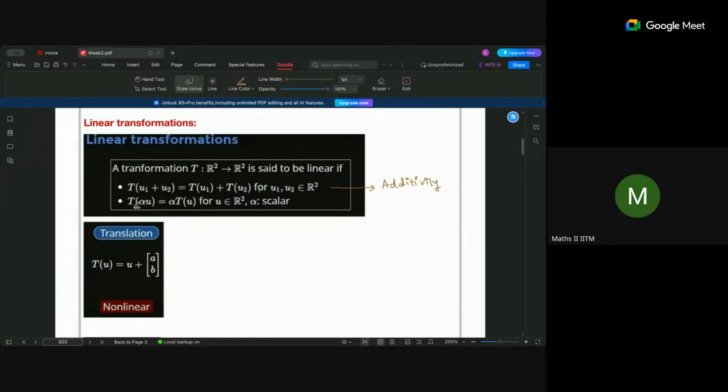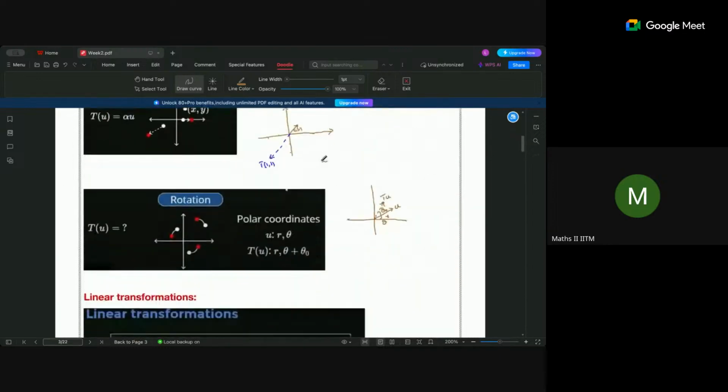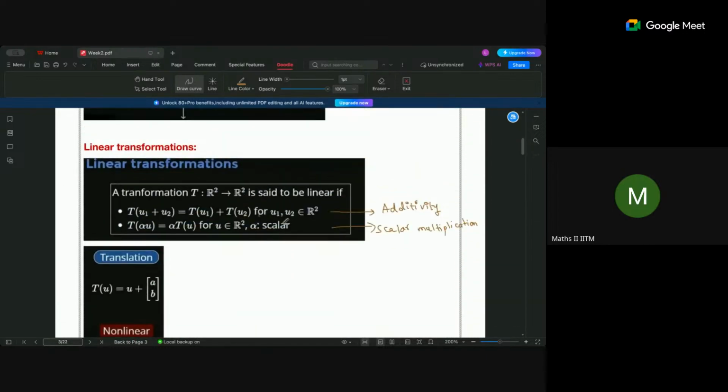And the second one: the image of the scalar multiplication is equal to the scalar times the image of the vector. This is the scalar multiplication property, sometimes called homogeneity, but let us stick to scalar multiplication. Additivity and scalar multiplication. If these two properties hold for a transformation, then such a transformation is called linear. Now we have examples of transformations. We will see whether these transformations satisfy these two conditions or not.